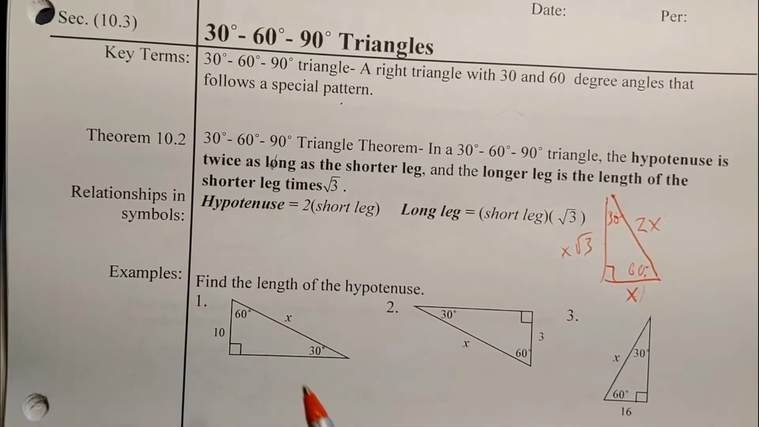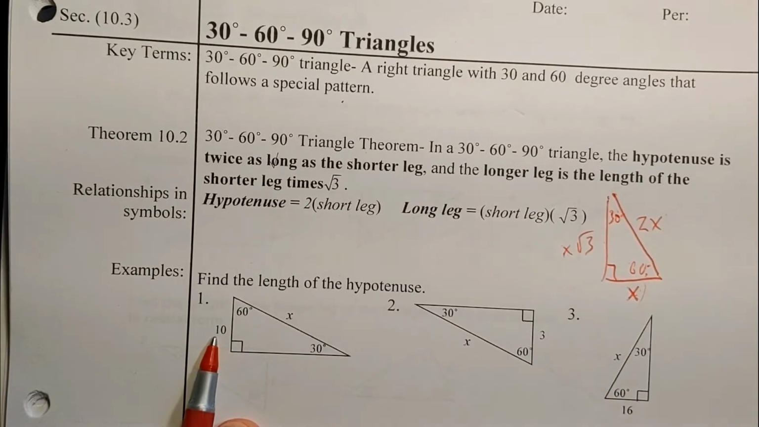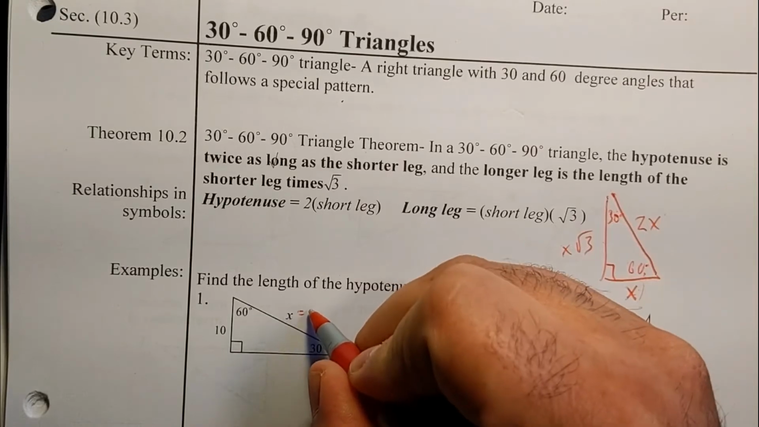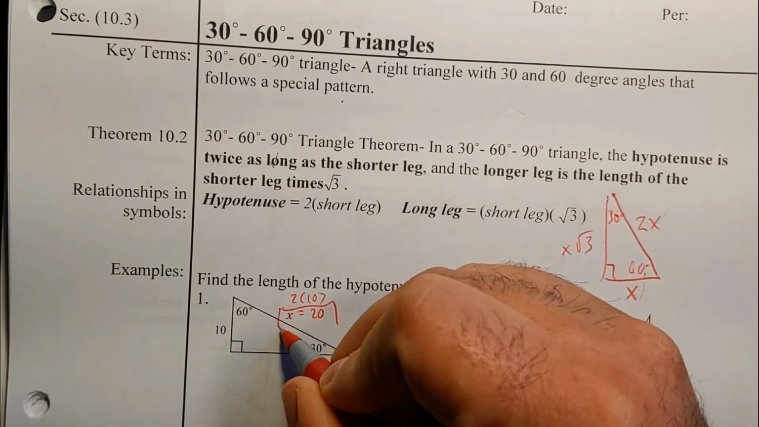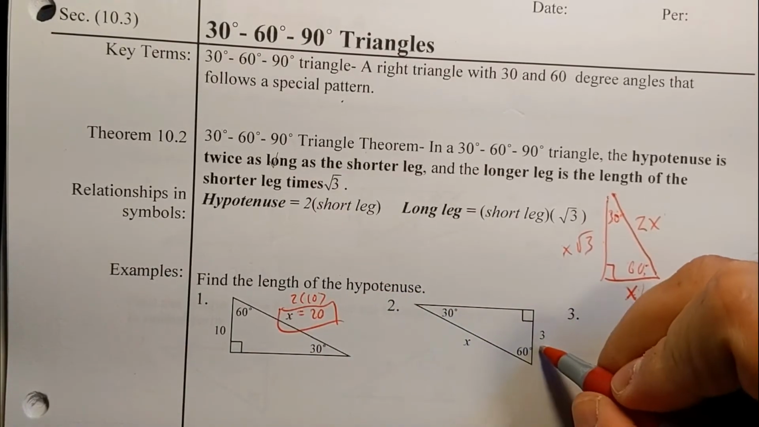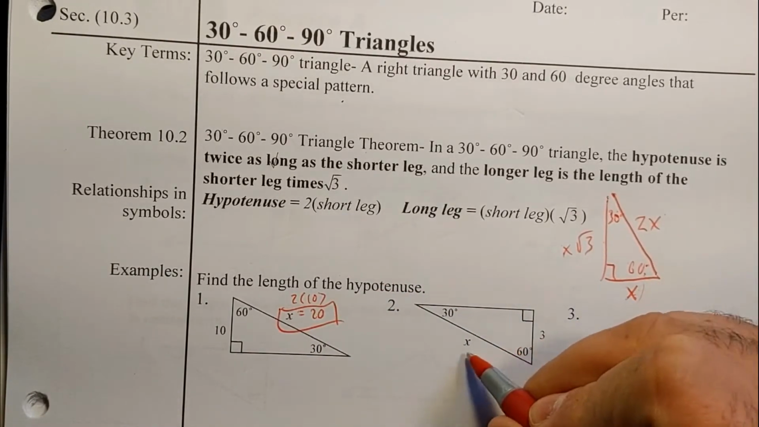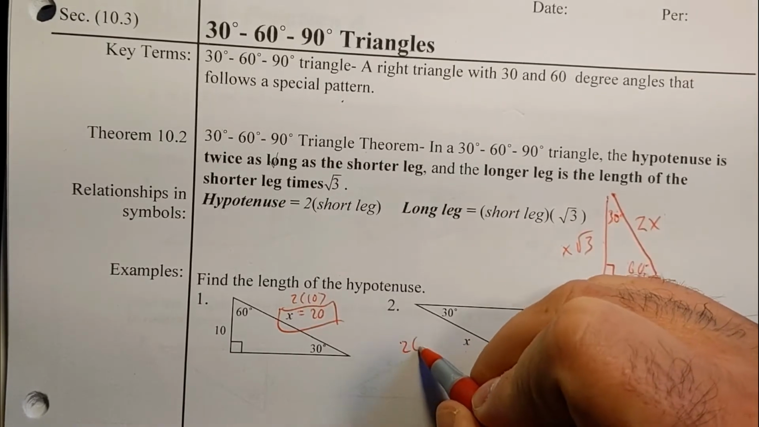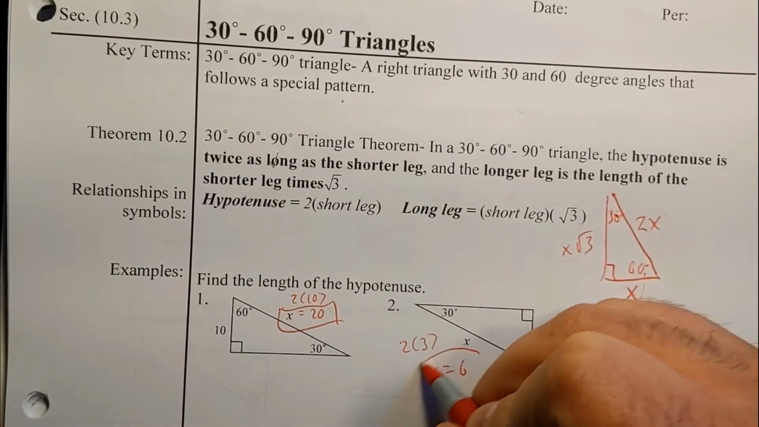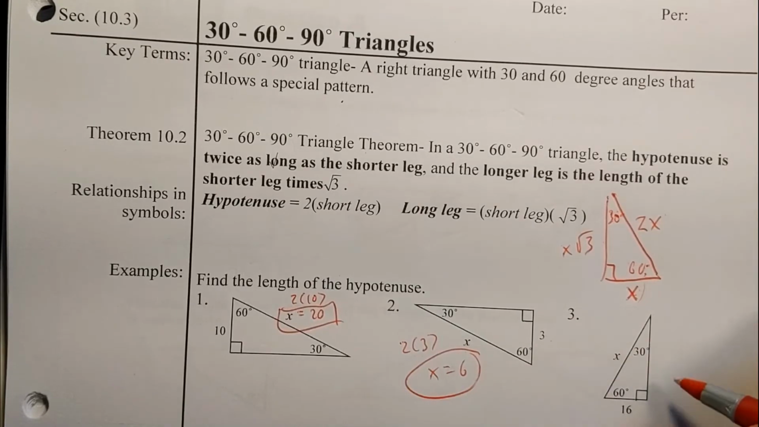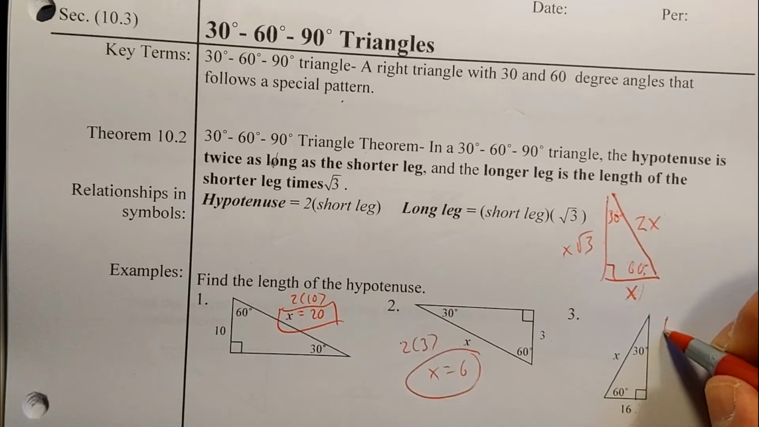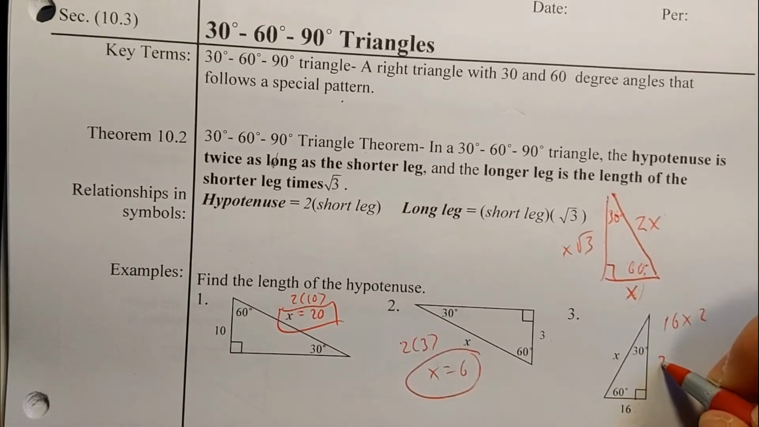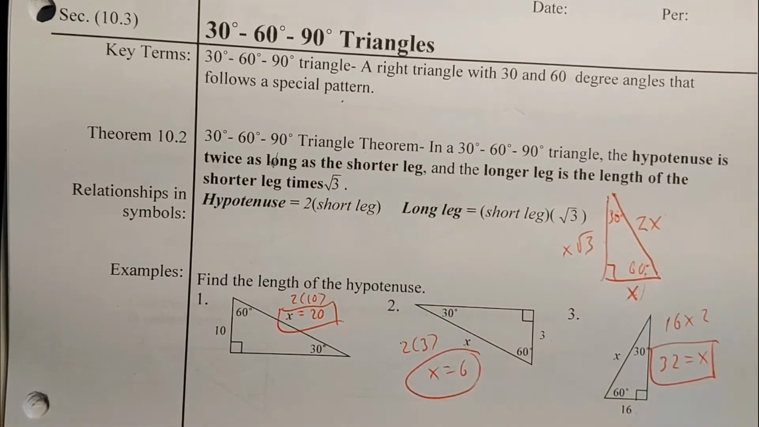On the first example, here's our 60, here's our right angle, this is our short side. So if this is 10, the hypotenuse has to be twice as much. So it's going to be 2 times 10, it's going to be 20. Over here, the second example, 3 is the short side. So the hypotenuse is going to be 2 times 3. So that means it's going to be 6. And then for the third example, this is your short side, 16. So you're going to get 16 times 2. So x is going to be 32.